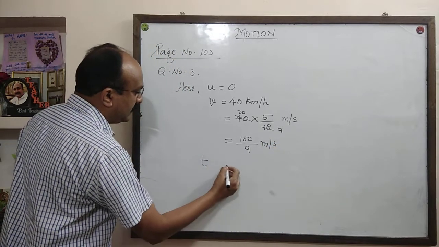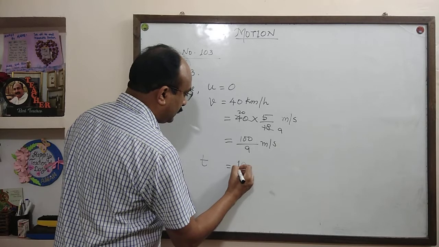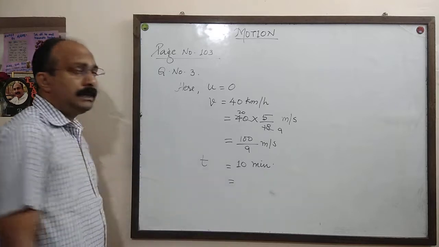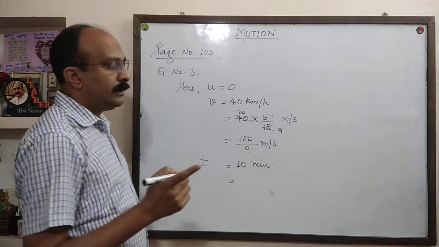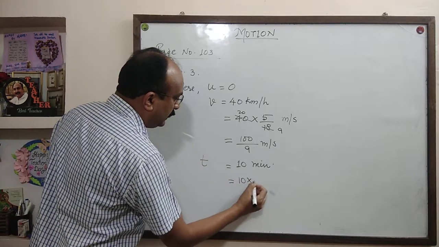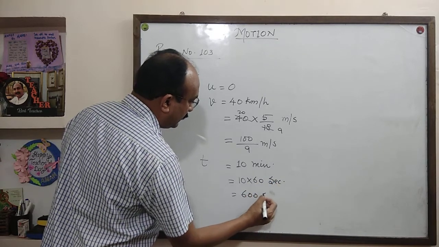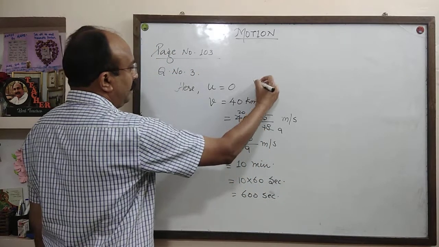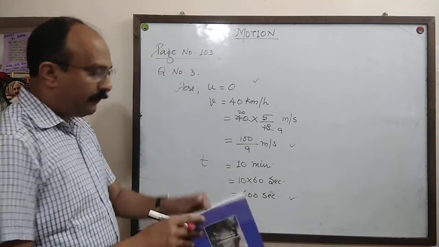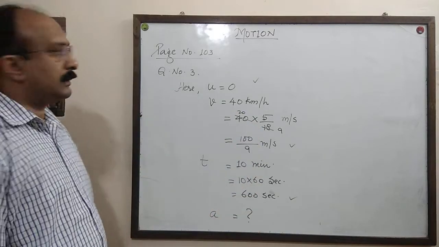And the time t is given as 10 minutes. We know that minute is also not the SI unit. The SI unit of time is second, so this minute is to be converted into second. 10 into 60 seconds, that is 600 seconds. So we have u, we have v and we have t. And what is the question? Find its acceleration. Acceleration a is equal to question mark.